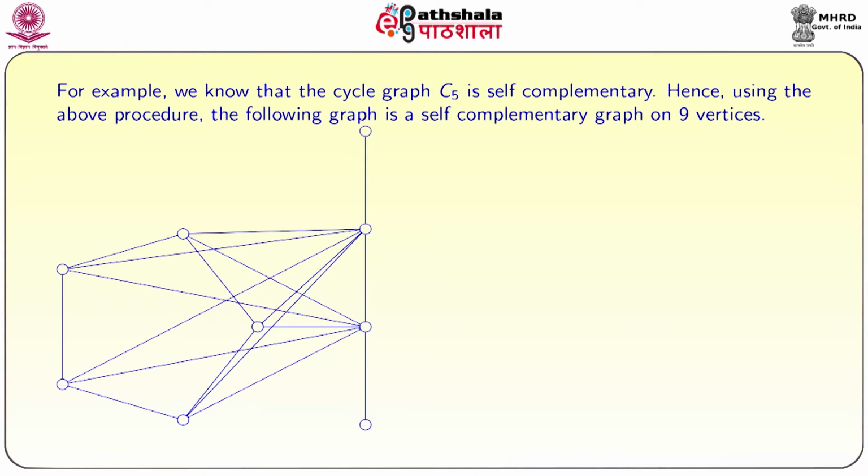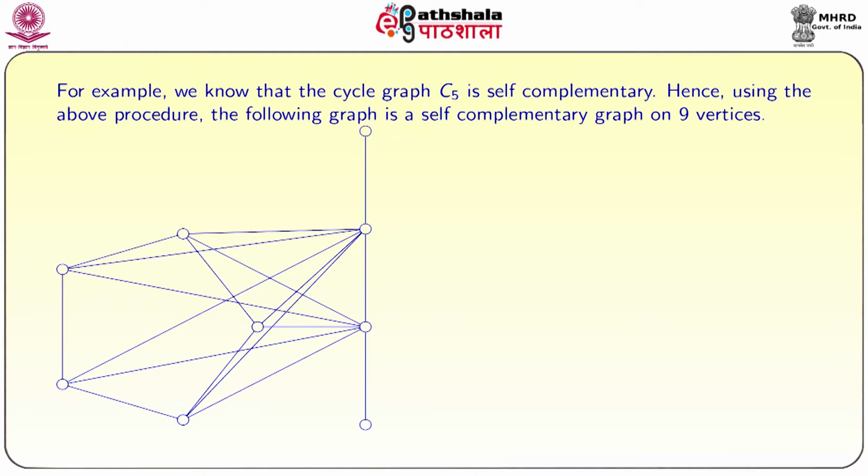For example, we know that cycle graph C5 is self complementary. Hence, using the above procedure, the following graph is a self complementary graph on 9 vertices. So, here it is defined like this. First, we took the path graph with 4 vertices and a cycle graph here, and then we joined all the vertices of the cycle graph to 2 vertices of the path graph, which are of degree 2. So, we leave the pendant vertices as it is.